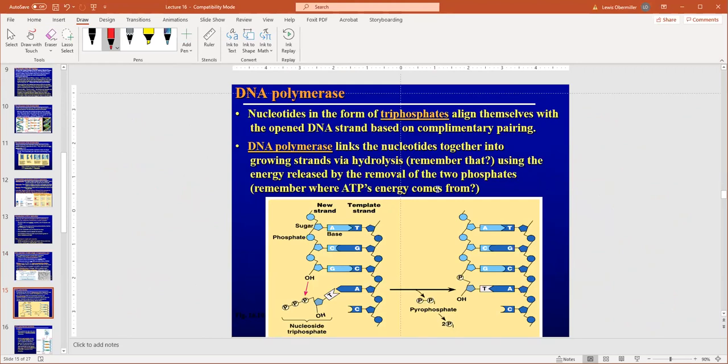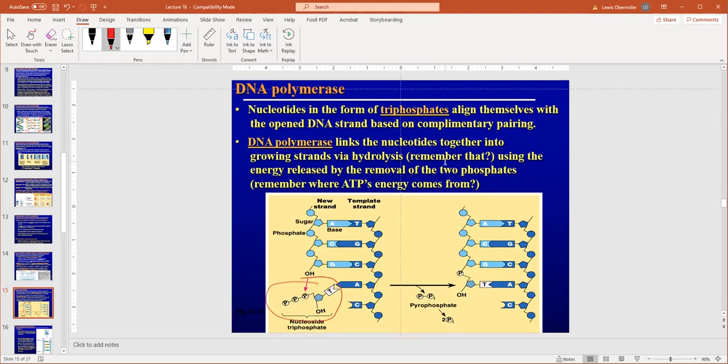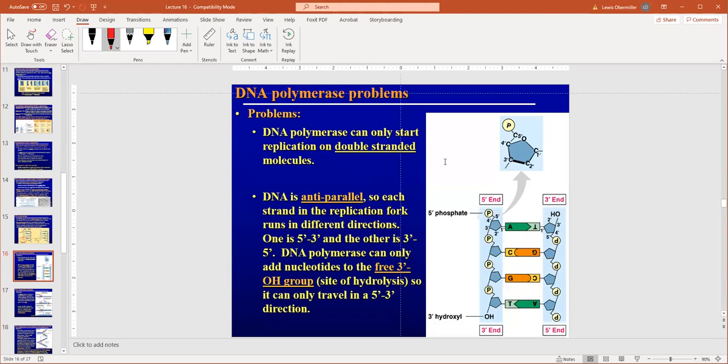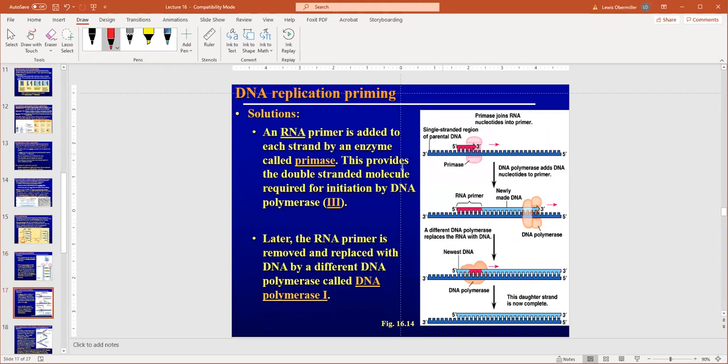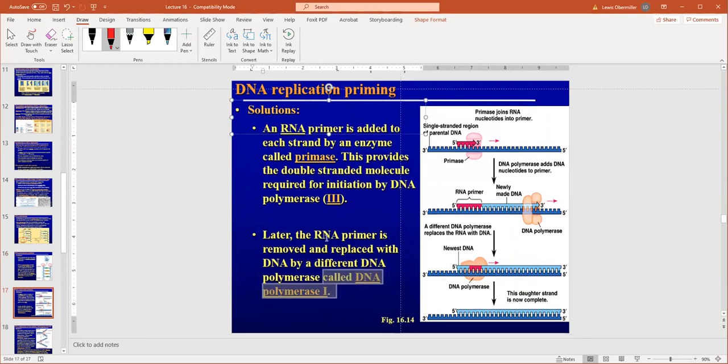You learned this in chapter 5, but just make sure you know that these are called nucleotides. Remember the DNA is anti-parallel, so 5' on one end, 3' on the other. This talks about the primase and DNA polymerase 3, so we already talked about that. And then DNA polymerase 1 removes that primer.